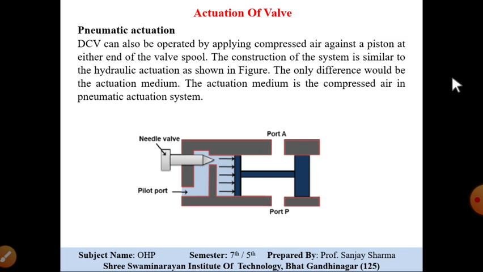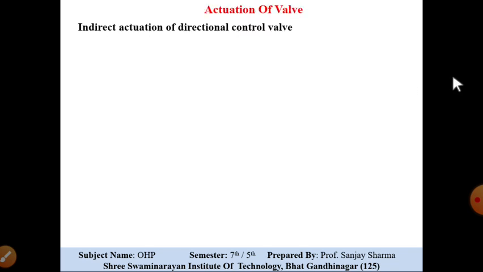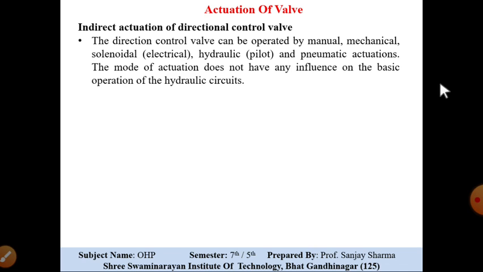Now let us see what indirect actuation of the direction control valve is. Indirect actuation of the direction control valve means there is no direct control done on the direction control valve which is directly connected to the actuator.